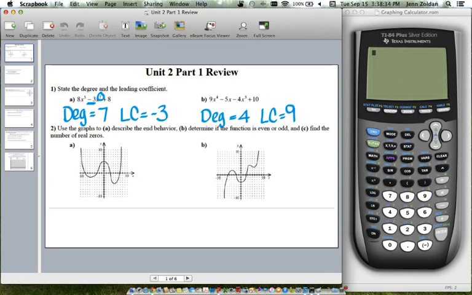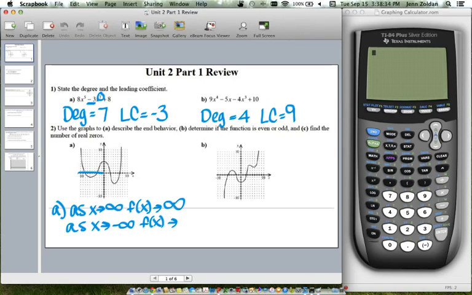For number 2, it says to use the graph to describe the end behavior, determine if the function is even or odd, and find the number of real zeros. To describe the end behavior, you always start by writing this: as x approaches infinity, f of x approaches, and as x approaches -infinity, f of x approaches. Then you look at your graph. As x approaches positive infinity, that's what's happening to the right, you need to see where your graph is going. Your graph is going up towards positive infinity.